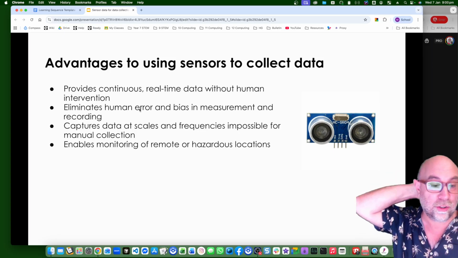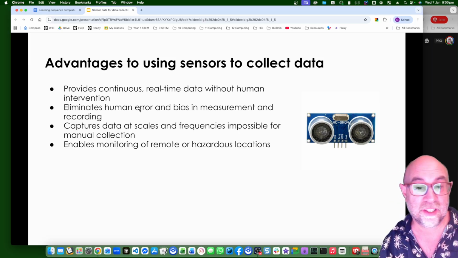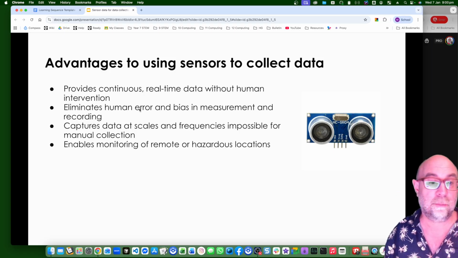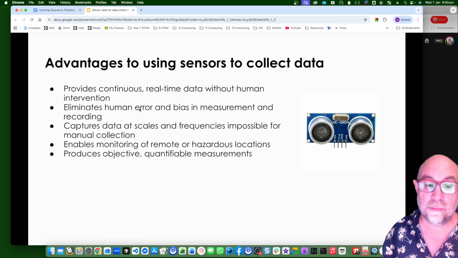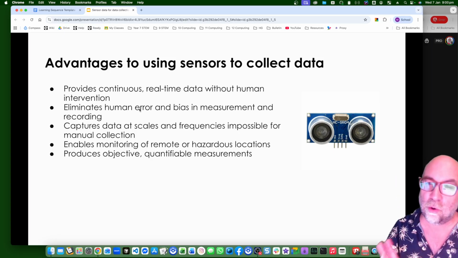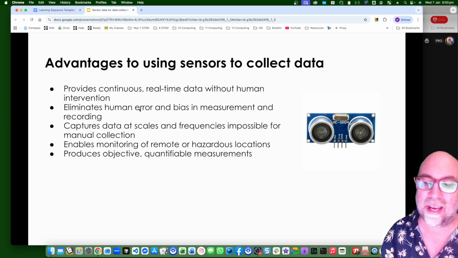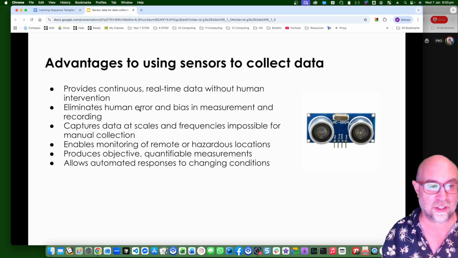It enables monitoring of remote and hazardous locations, so you can put sensors in places where it just wouldn't be safe for a person to be, so that then you can only send people into those locations when you have to. And it produces objective and quantifiable measurements. So, you would hope, and this isn't always true, but you would hope that a sensor reading from one day can be accurately matched with a sensor reading from another day. We'll come to that in the disadvantages section.